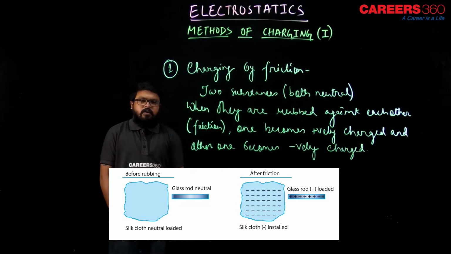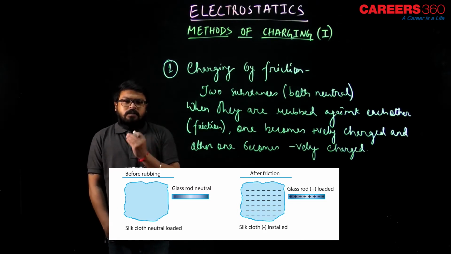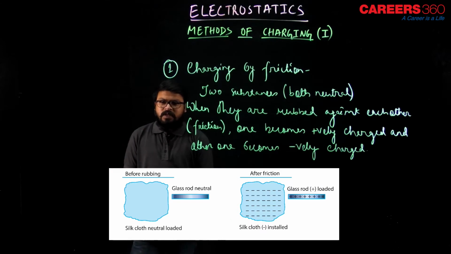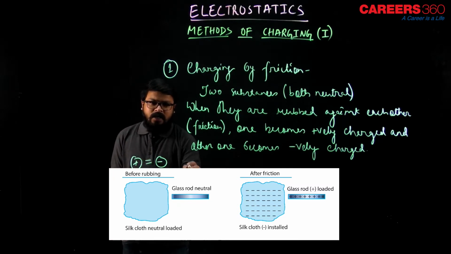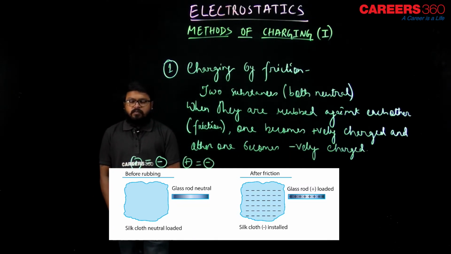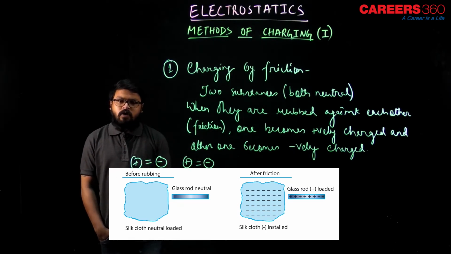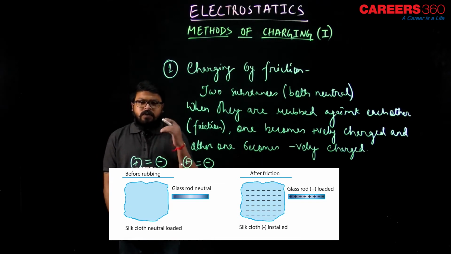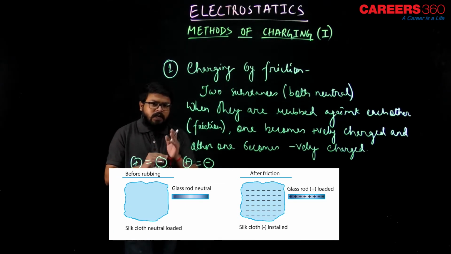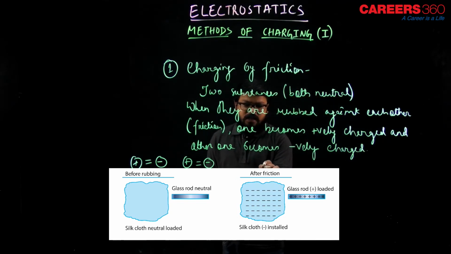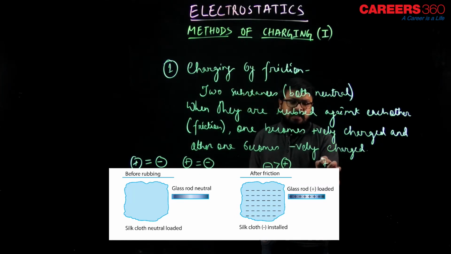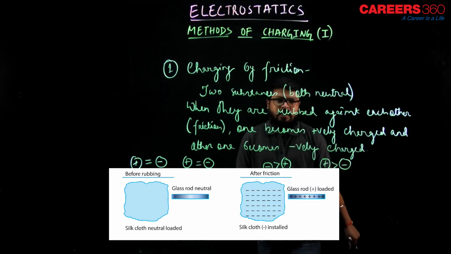So before friction or before rubbing each other, the substances are neutral. As you can see in the silk cloth, the number of positive charges would be equal to the number of negative charges, and in the rod also, the number of positive would be equal to the number of negative, that is, electrons and protons are equal in both, before rubbing. When you rub them and separate them, the silk cloth will have more negative charge, so negative would be more than positive. And in the glass rod, positive would be more than negative. I hope that is clear to you, right?